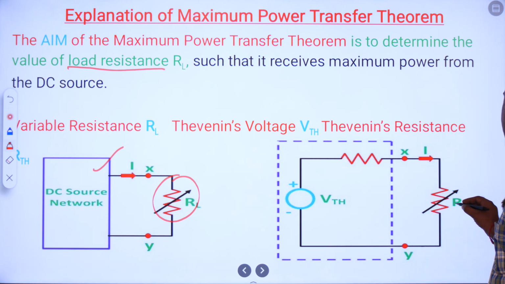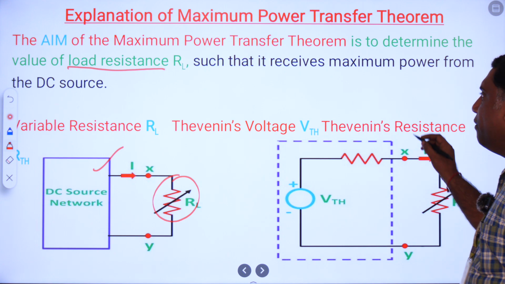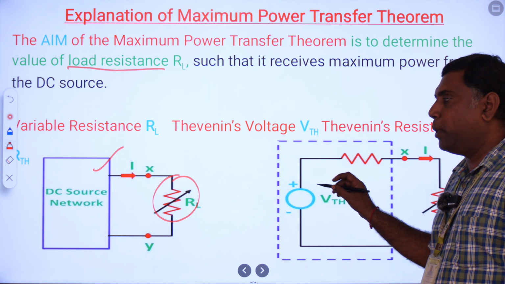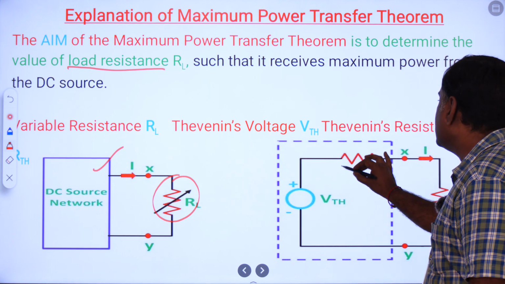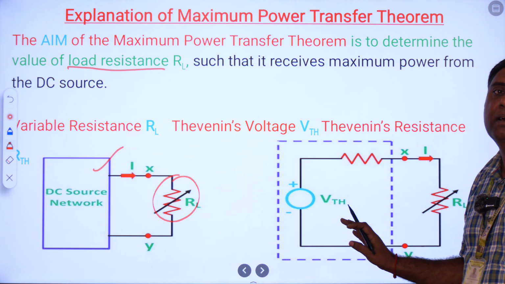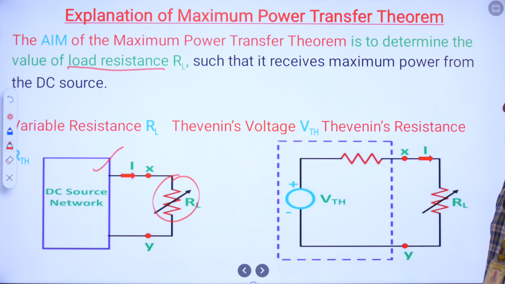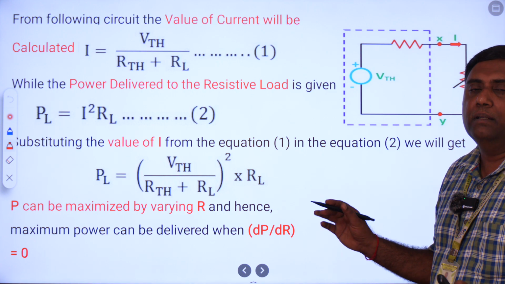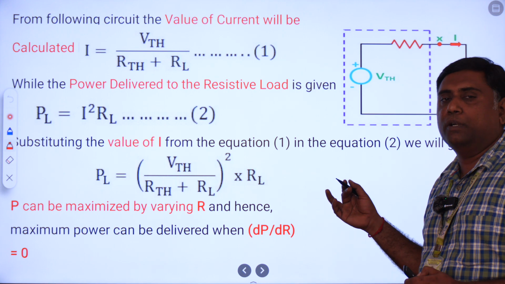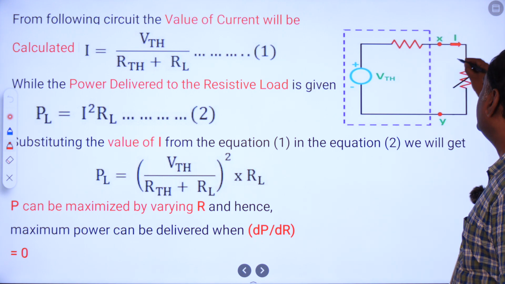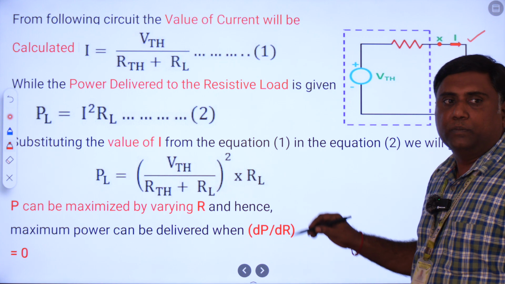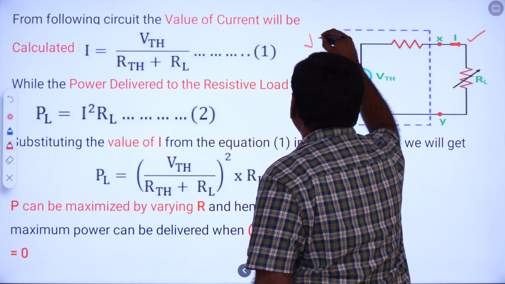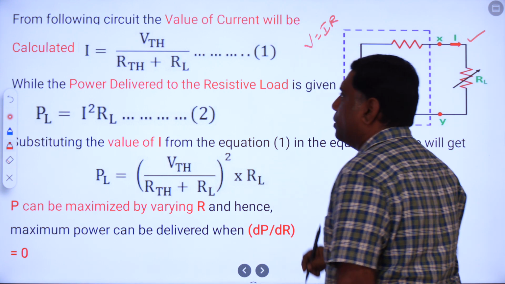If you vary this resistance, at the point when RL equals R Thevenin, the maximum power is transferred from the source to the load. This is the actual condition of the maximum power transfer theorem. Now we will solve and derive the equation. First, in this network, we apply Ohm's law, V equals I times R.